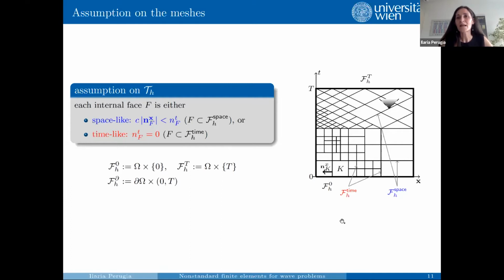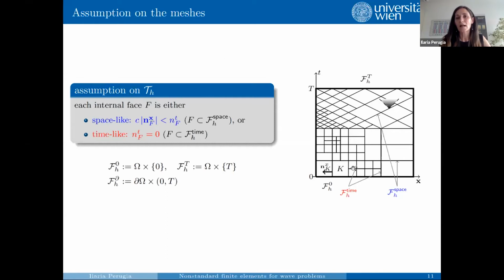Time-like means that they can only be parallel to time, and space-like means that they have to be oblique, but below the characteristic lines that are determined by my local wave velocity. So here I depicted the mesh. Here is a Cartesian type mesh.